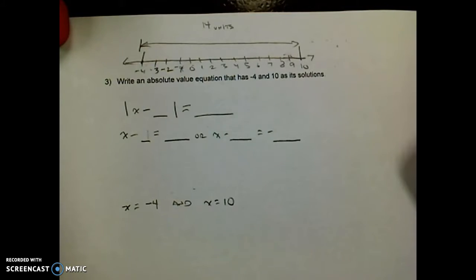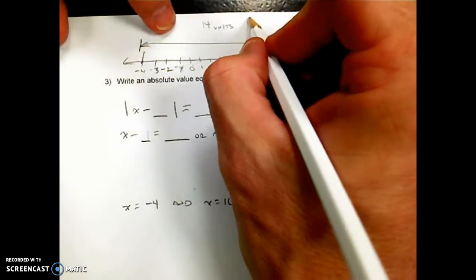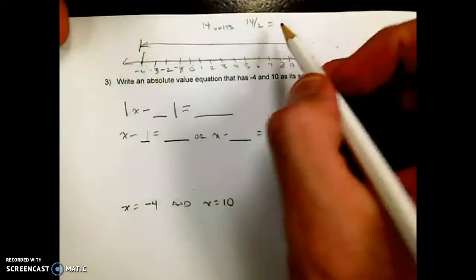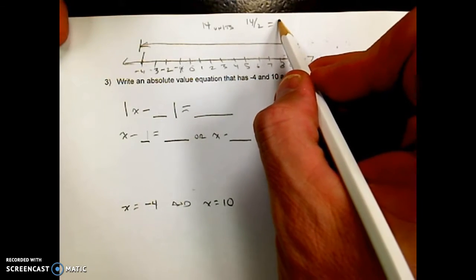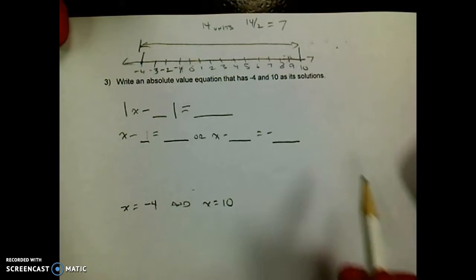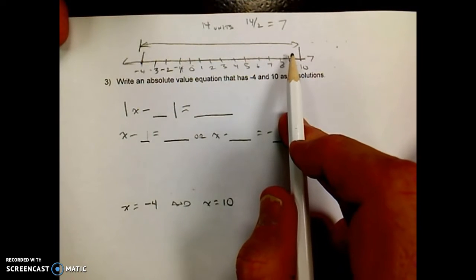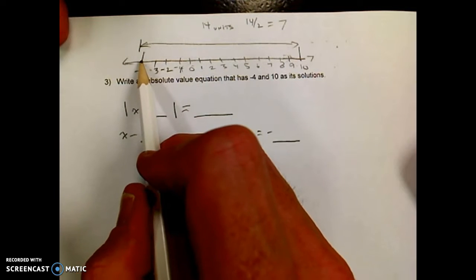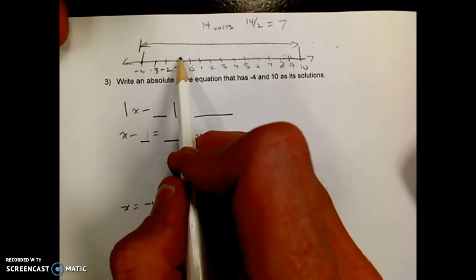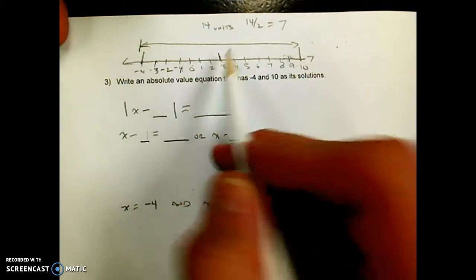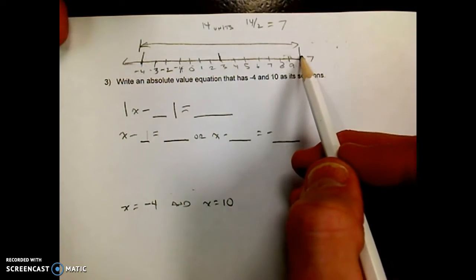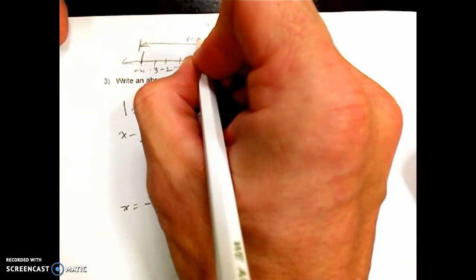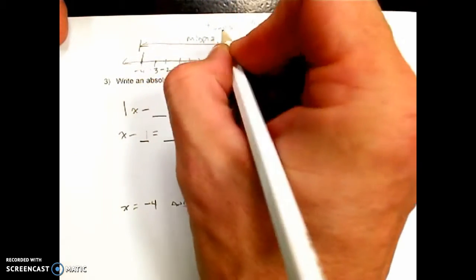Now I'm interested in thinking about what's the midway point. 14 divided by 2. I'm going to take the average of 10 and negative 4. 14 divided by 2 is 7. So the midpoint of a 14-unit distance is 7. Well, if I start at negative 4 and count 7 up, 1, 2, 3, 4, 5, 6, 7, I end up at 3. Similarly, if I were to start at 10 and count back 7, I would end up at 3. So my midpoint is 3.